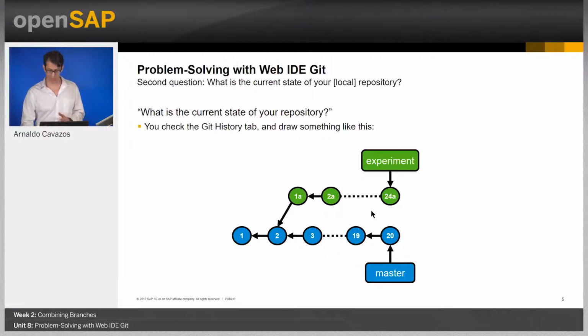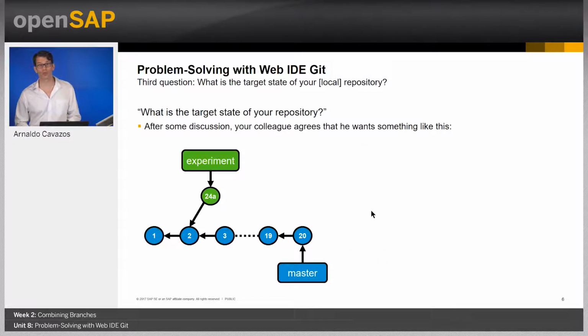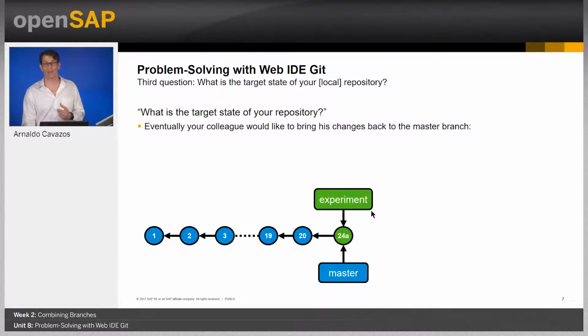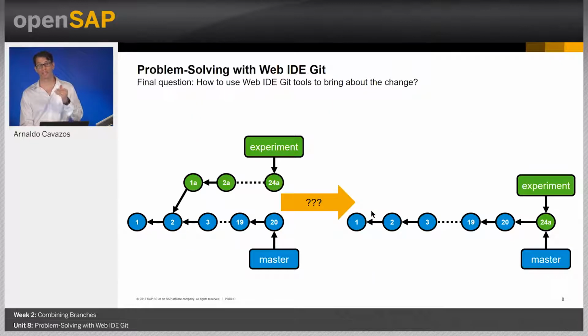So what do you do next? You ask the question, what's the target state of your repository? After discussing with your colleague, you figure out that he wants his repository to look like the picture in this slide. He wishes that all his commits in his experiment branch were just boiled down to a single commit. But eventually your colleague really wants things to look like this slide. He wants his work to be moved to the master branch. So this slide depicts your problem statement. How would you get there?